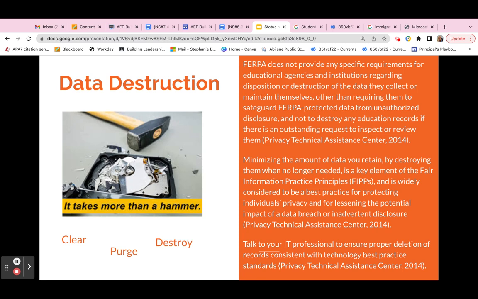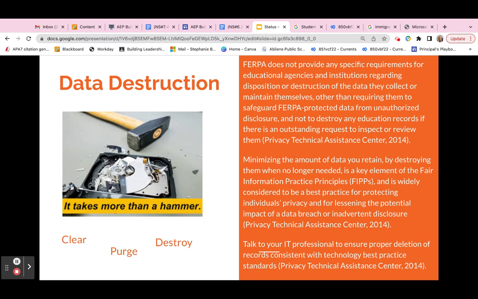Other than requiring them to safeguard FERPA-protected data from unauthorized disclosure, and not to destroy any education records if there is an outstanding request to inspect or review them. That came from the Privacy Technical Assistance Center, 2014. So basically, we want to make sure that we're minimizing the amount of data that we retain by destroying it when it is no longer needed.